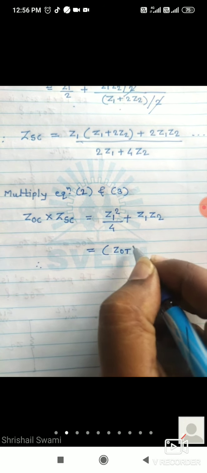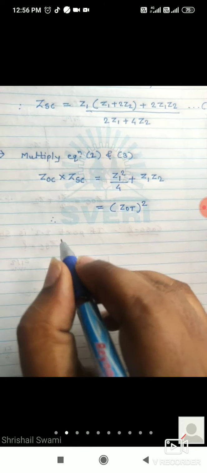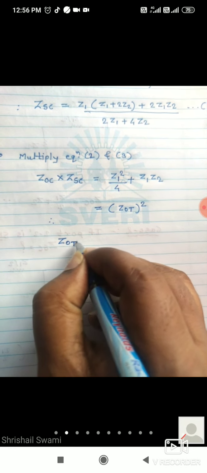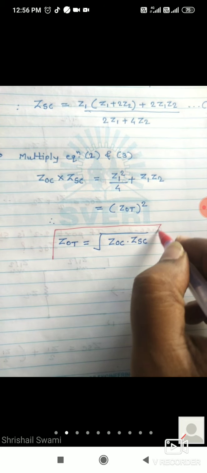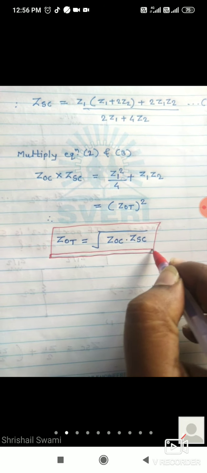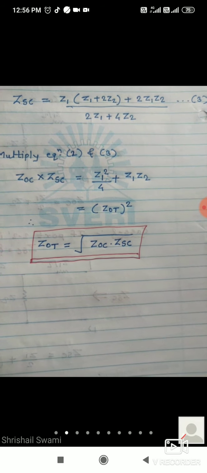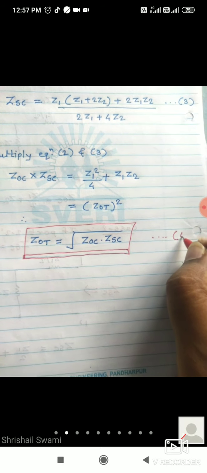मग हा म्हणजेच काय असणार आहे? ZOT. So this is equal to what? ZOT square. Okay, मग ZOT चं meaning काय आता? ZOT is equal to, take the square root, that is under root ZOC into ZSC. So this is the very important equation we are required for solving the problems, or in the MCQ also they can ask ZOT is equal to. Okay, so this will be equation number 4.